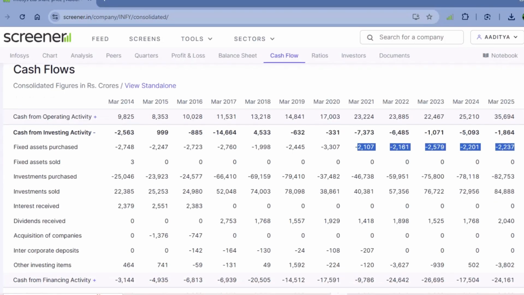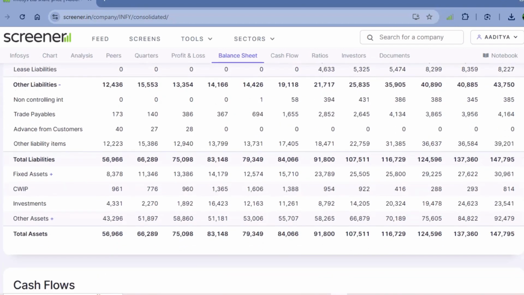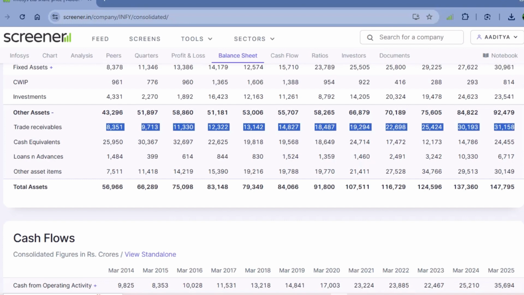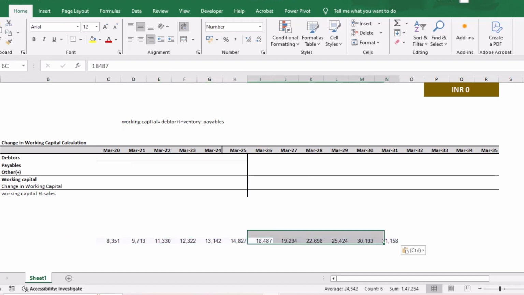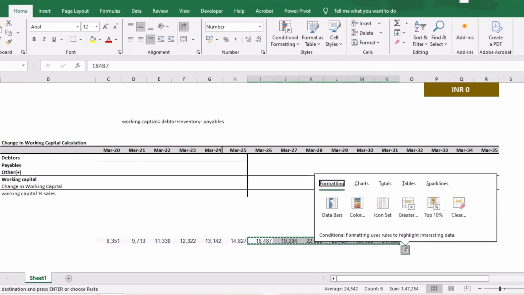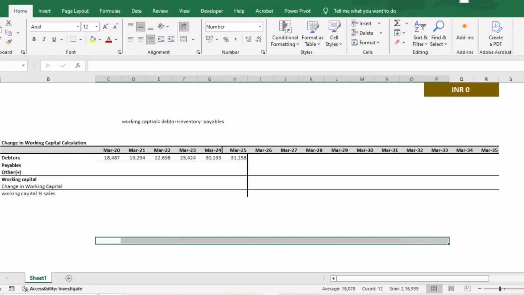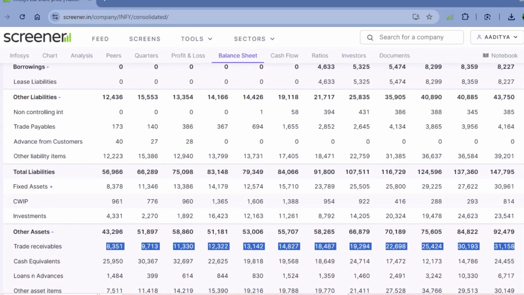How will I get these figures? See, in the balance sheet under other assets, you can see trade receivables. Directly pick the last 10 year data because we need to analyze this data. Okay, how can we take the last 5 year data? Sure, last 5 year data is sufficient. 5 year, 6 year. Okay, this is our 6 year data, and for our payables, you can find it over here. This is our payables last 6 year data.